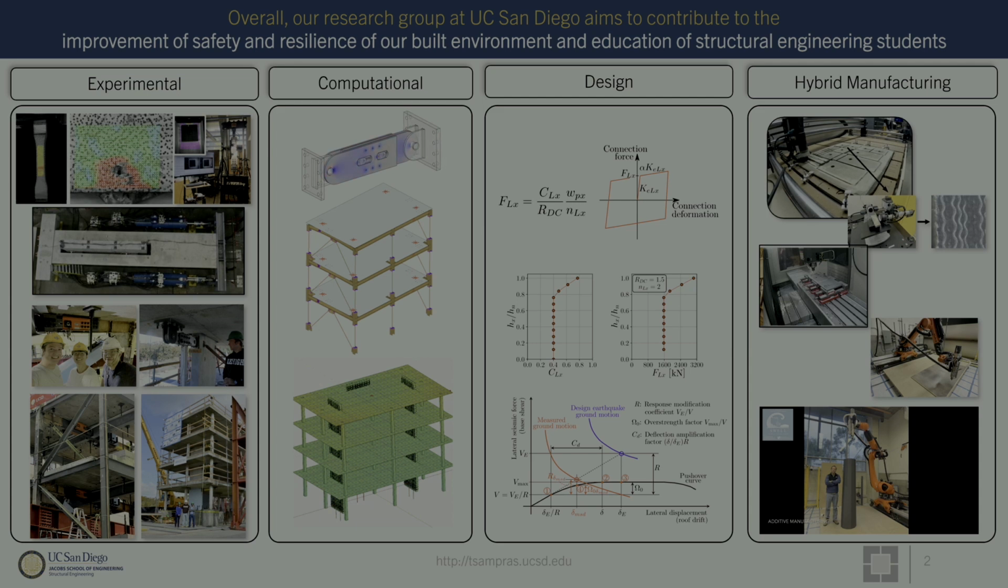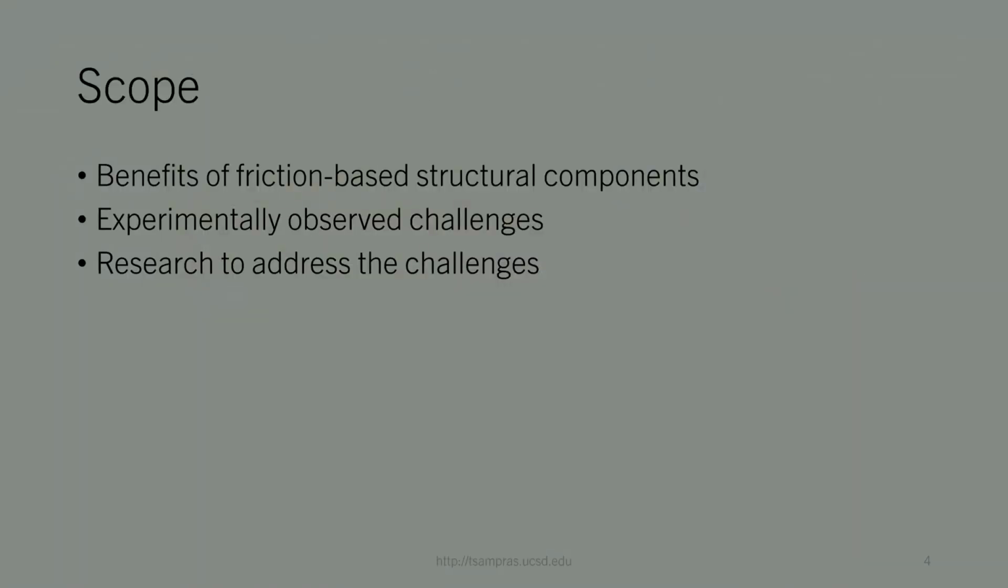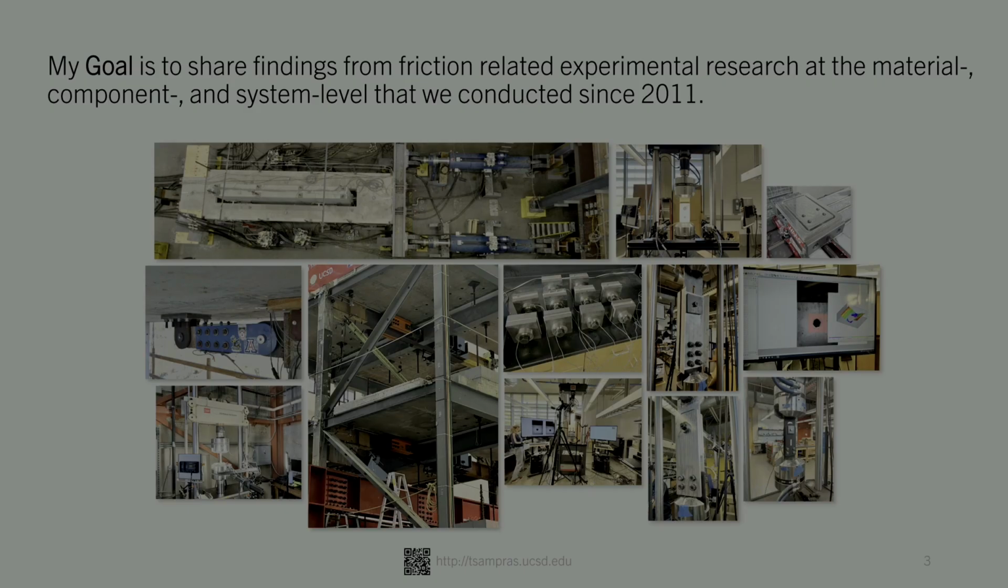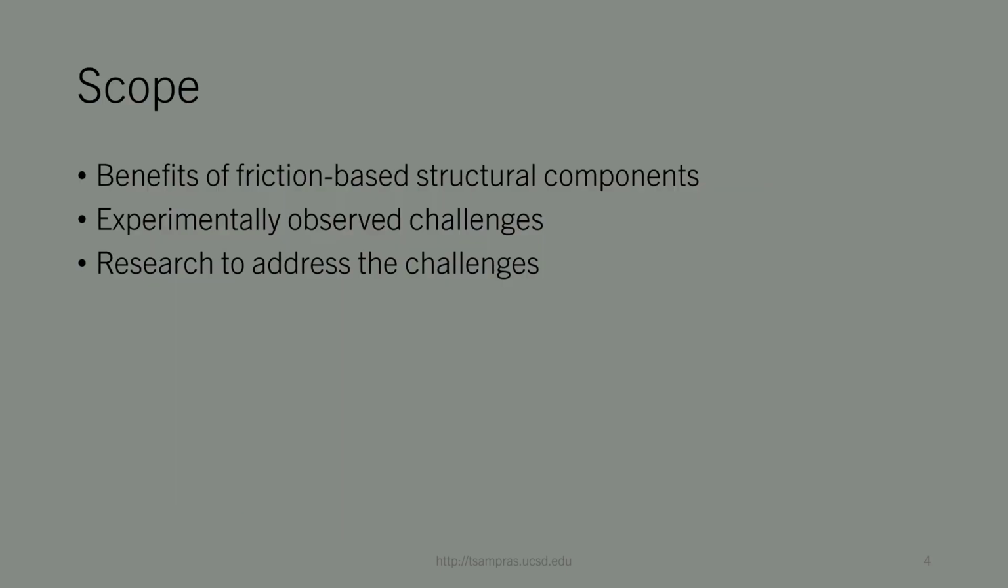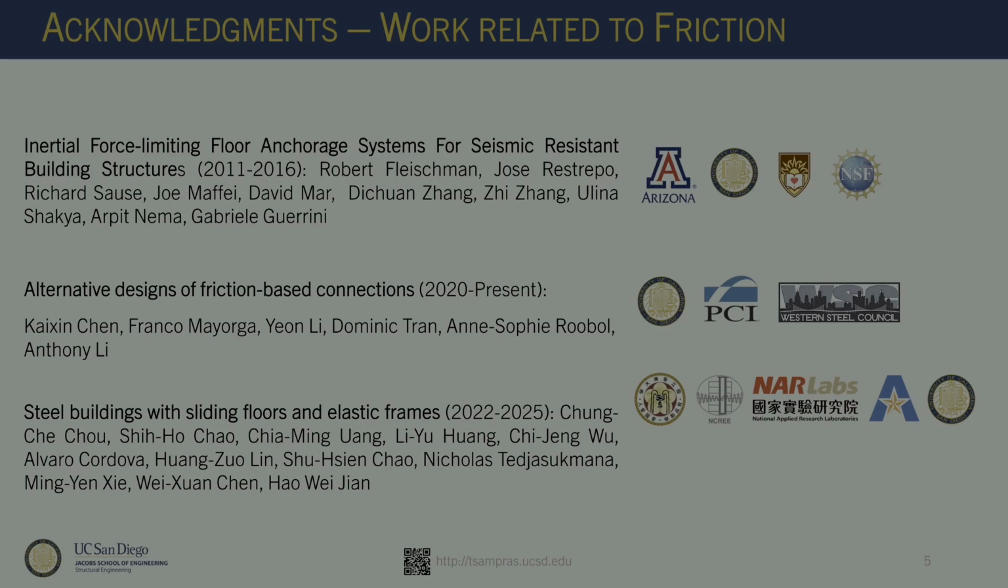My goal is to share findings from friction-related experimental research at material, component, and system level that we have been working on since 2011. More specifically, the goal is to share aspects of the benefits of using friction-based connections in structural systems, share the challenges observed through experimental tests, and also talk about how we can address these challenges through additional experimental research.